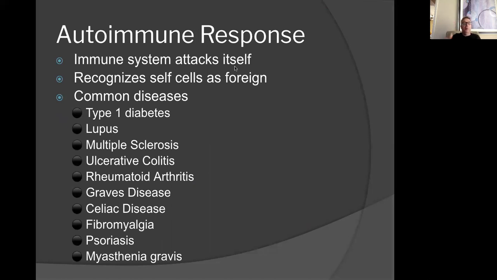And then autoimmune. This is when the immune system attacks itself. And here are some diseases that are considered autoimmune. I think we might do this as a project for our final, autoimmune diseases. All right, so that's it.